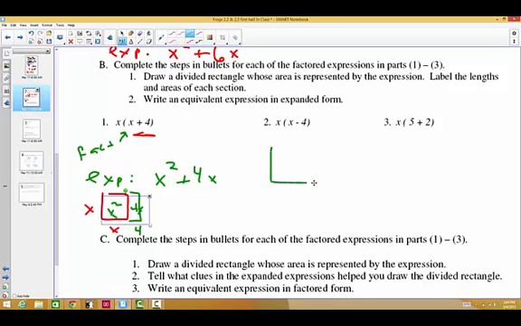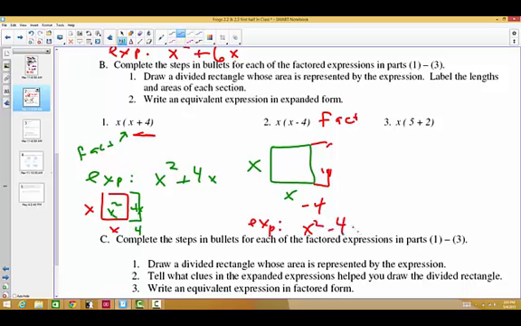So in number 2, again, you're going to have an x plus an x. And I'm going to go ahead and write this as adding a negative 4. And for some reason, I can't finish that box. So this is your factored form. Your expanded form would be x squared minus 4x. Your x squared lies right here, and your negative 4x lies in there, if you can read that.